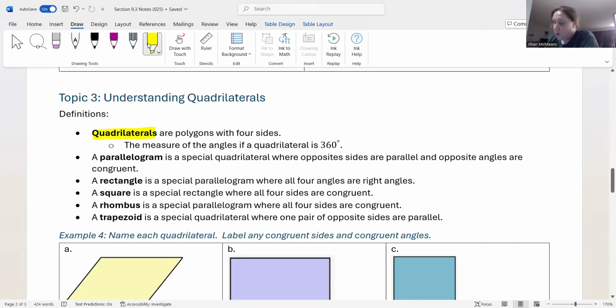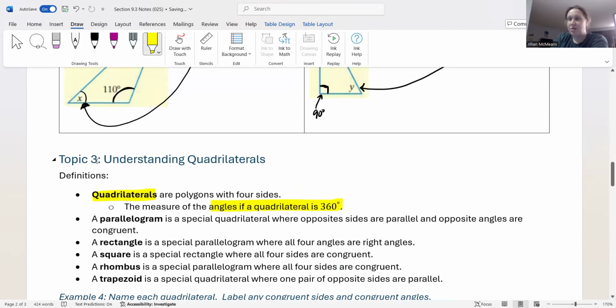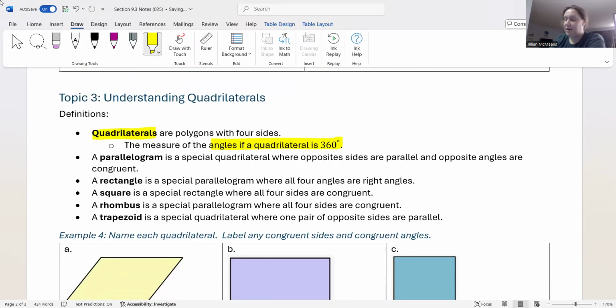Now, what we need to know as far as angles are concerned, when you're dealing with a quadrilateral, the four angles inside the quadrilateral are going to add up to 360 degrees. So the angles of the quadrilateral are going to have to be 360 degrees. And that should make sense if you really think about it.